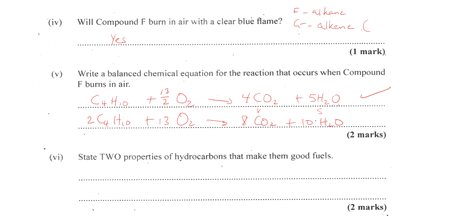State 2 properties of hydrocarbons that make them good fuels. Okay, well, we can say that from your thermochemistry, your enthalpy change of combustion, so delta H of combustion, is high, meaning that we produce a large amount of heat when we burn a hydrocarbon. Also, we can say that it's either a gas or liquid at room temperature, right? And that allows us to transport the fuel easily from one location to the next via pipelines or anything like that.